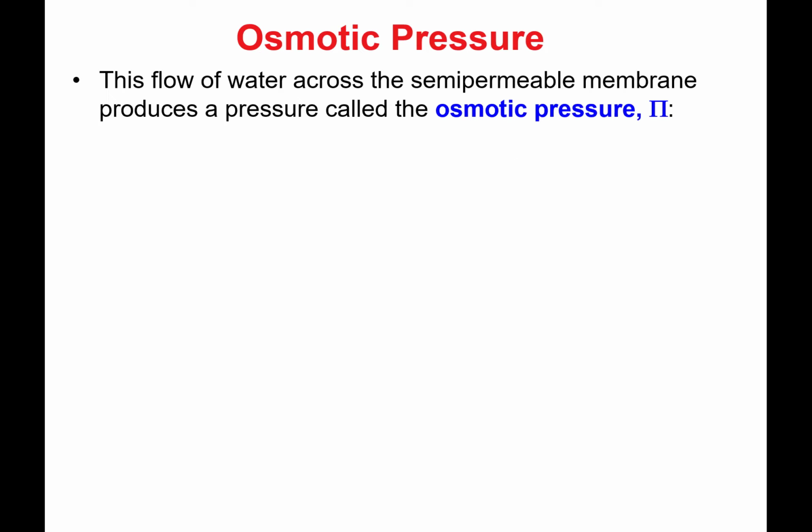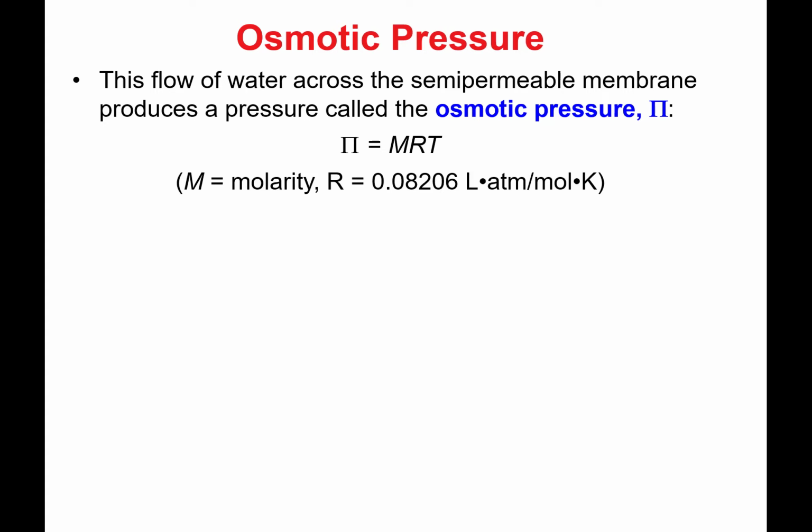To calculate the osmotic pressure for the solution, we give osmotic pressure the symbol pi. So we have the equation pi equals MRT, and this is very similar to the ideal gas equation. Remember, if you take the ideal gas equation and solve for P, it's nRT over V. n over V is just the concentration. So we've replaced n over V here just with the molarity. And so you can solve for the osmotic pressure. R here is just the gas constant.